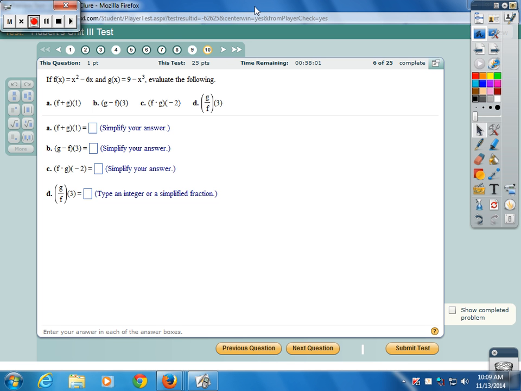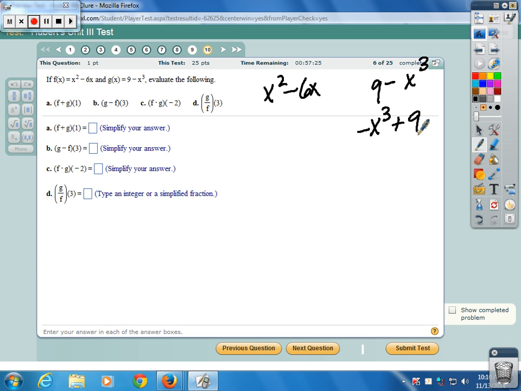Alright, we've got x squared minus 6x, and 9 minus x cubed, or negative x cubed plus 9. Now, can we go ahead and add these algebraically and then plug the number in? Yes, you can do that. Or you can plug the numbers in and then add them. Doesn't matter. You're going to get the same thing. So I'm going to add them.